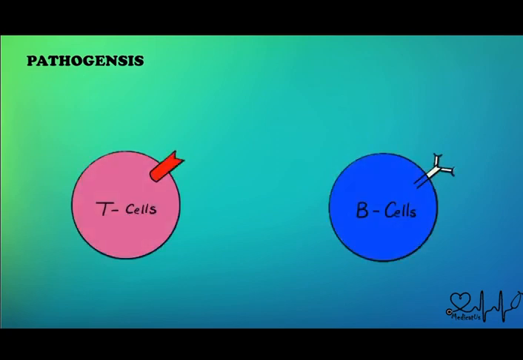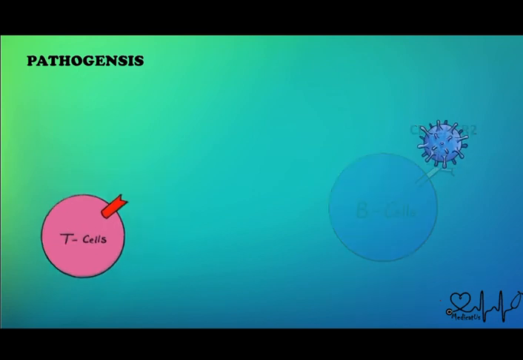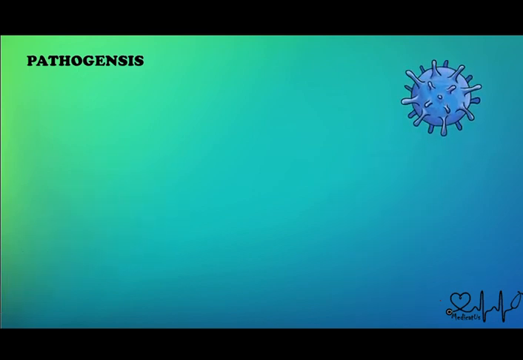Now its pathogenesis. Most viruses, when they enter our body, go to T cells first and then to B cells. But this Epstein-Barr virus goes directly to B cells to attack our B cells and causes polyclonal cell activation. And the receptor through which this virus enters the B cell is CD21-CR2.